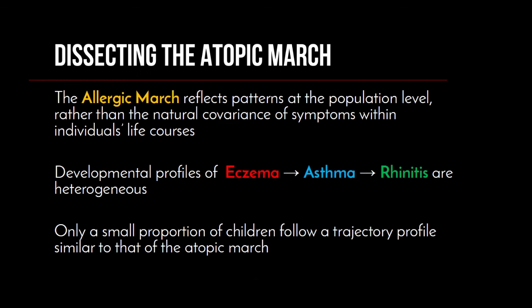So what we saw is that only a small proportion of children follow a trajectory similar to that of the atopic march. So the allergic march, or this march of symptoms that people think causes allergy, reflects patterns on a population level. So even though we see those patterns on a population level, it doesn't necessarily reflect how symptoms co-vary over time in an individual's life course.